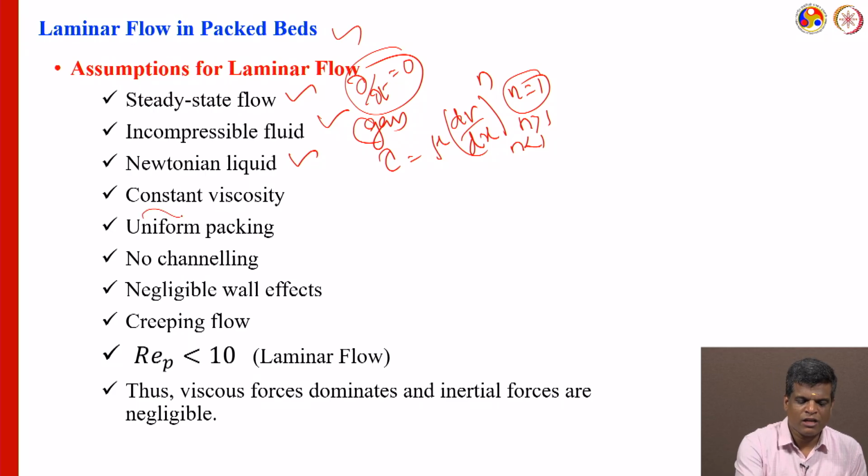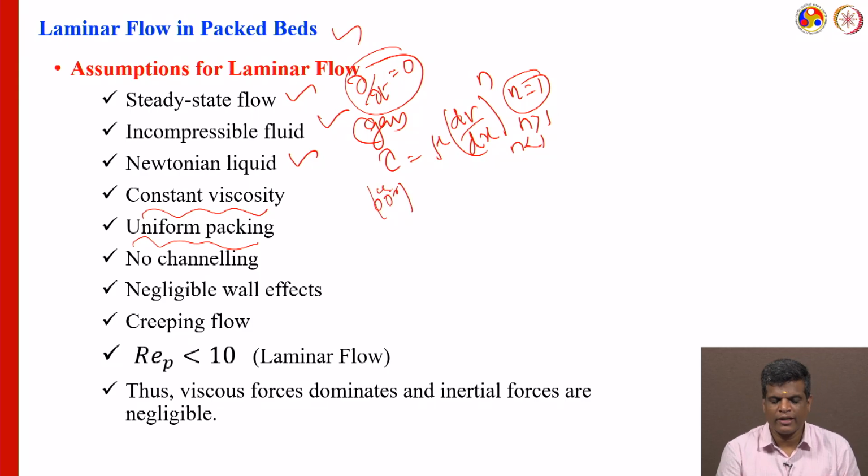The next one is constant viscosity. Viscosity should be constant throughout. Then uniform packing, not random packing. When you pass the liquid, it is very easy to flow if you pack uniformly. So there is no channeling, because when the pressure drop increases, then definitely channeling occurs.